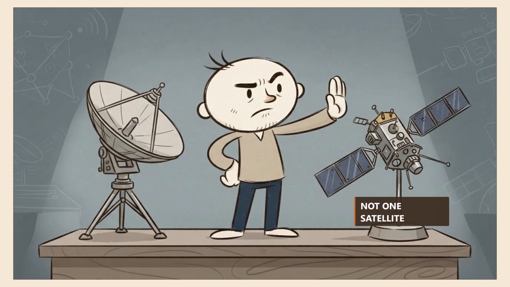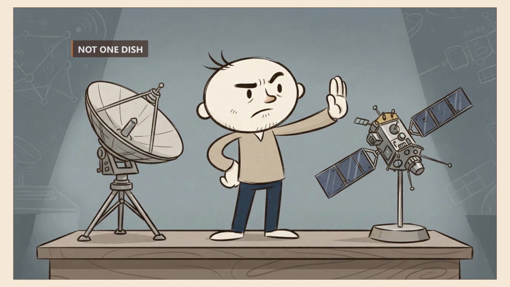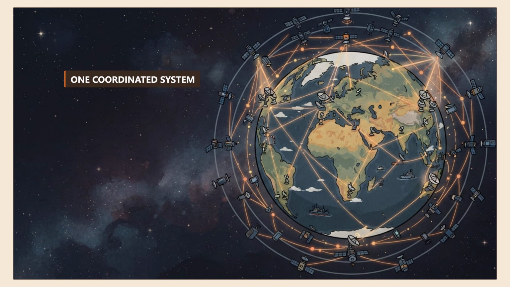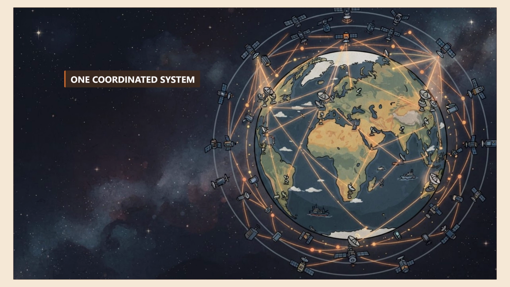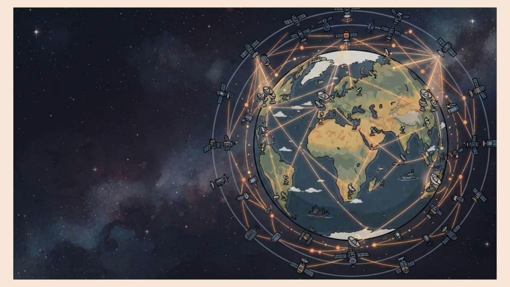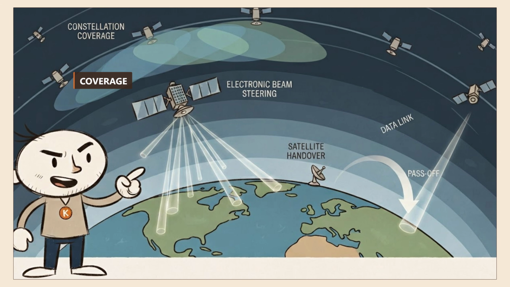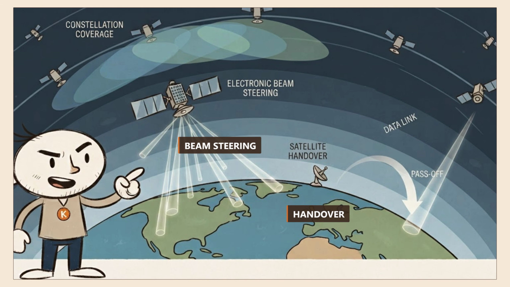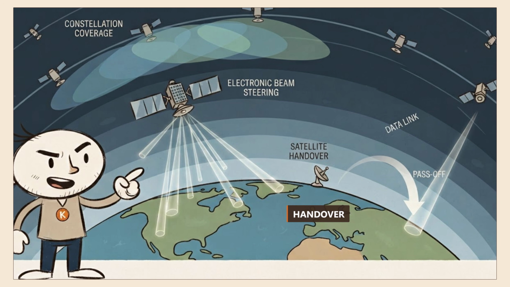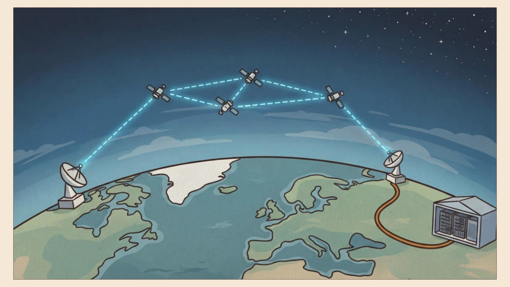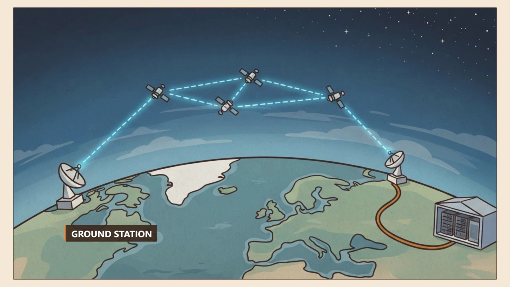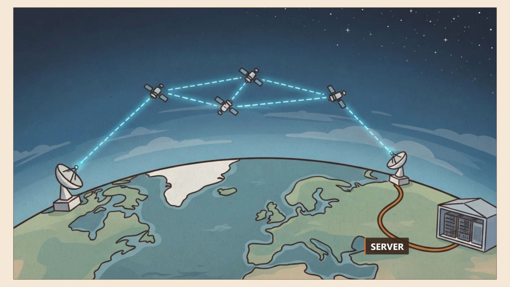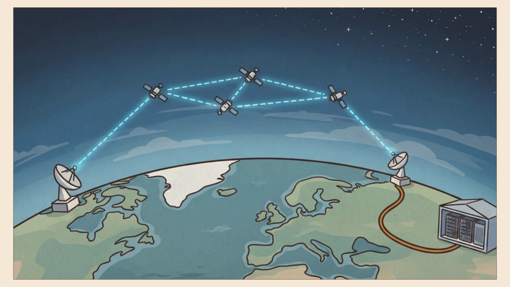So what is Starlink really? It is not one satellite. It is not one dish. And it is not internet stored in space. It is a coordinated system made from many moving parts. Low Earth orbit reduces signal distance. Thousands of satellites maintain coverage as individual spacecraft move away. Phased array antennas steer radio beams electronically. Handovers transfer the connection from one satellite to another. Ground stations connect a constellation to terrestrial networks. Optical links move data between satellites using lasers, and internet protocols guide the information toward the correct server.